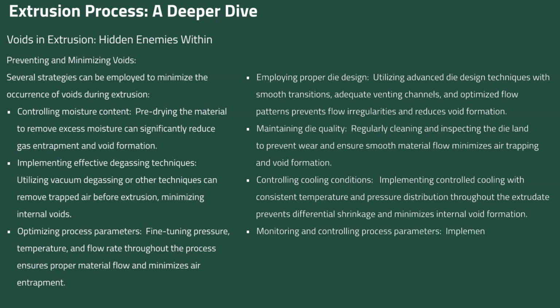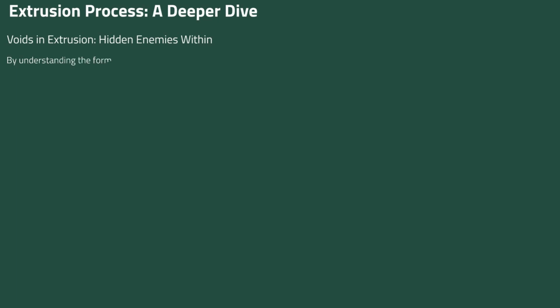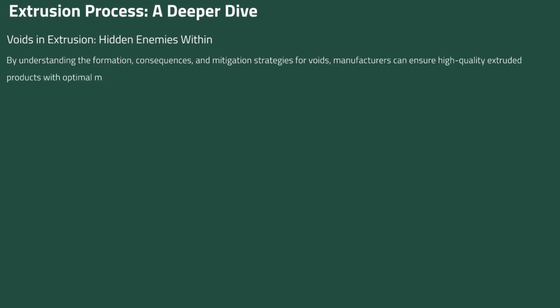Monitoring and controlling process parameters. Implementing real-time monitoring systems allows for prompt adjustments to process parameters before they contribute to void formation. By understanding the formation, consequences, and mitigation strategies for voids, manufacturers can ensure high-quality extruded products with optimal mechanical properties, functional performance, and aesthetic appeal.